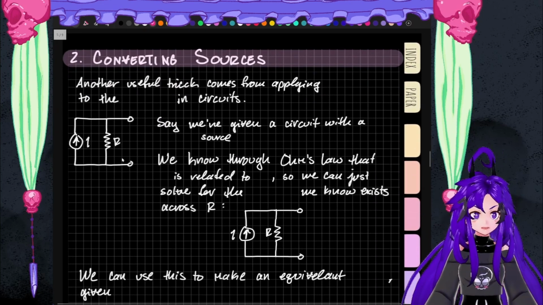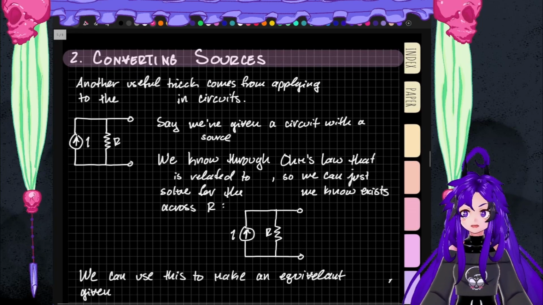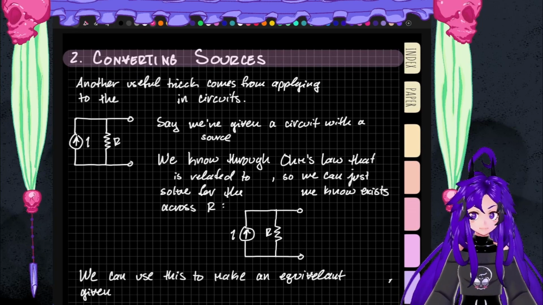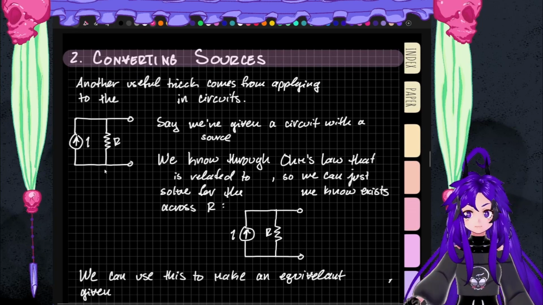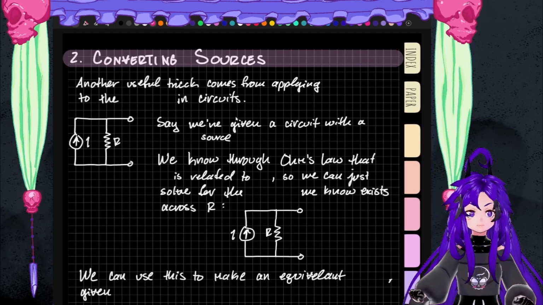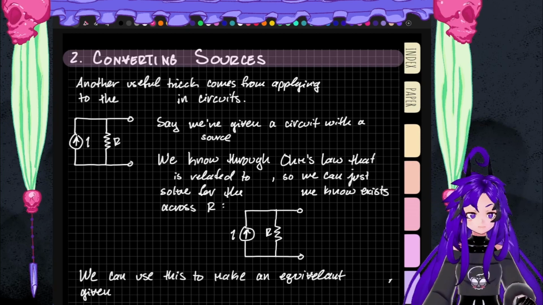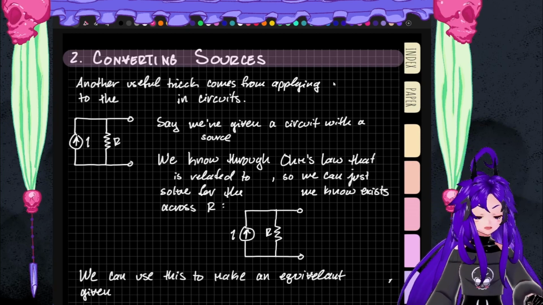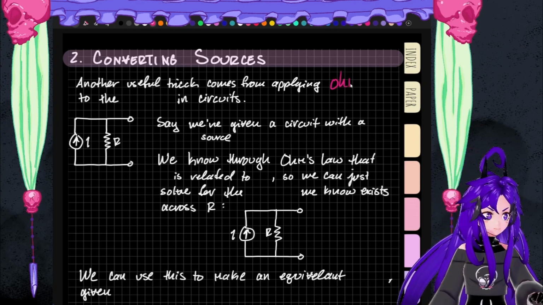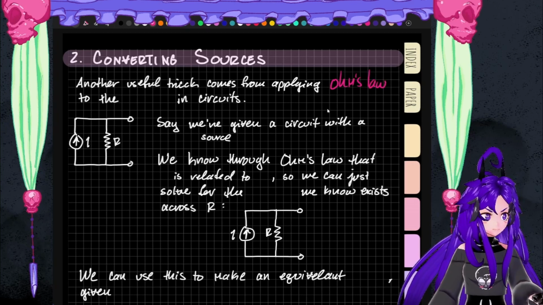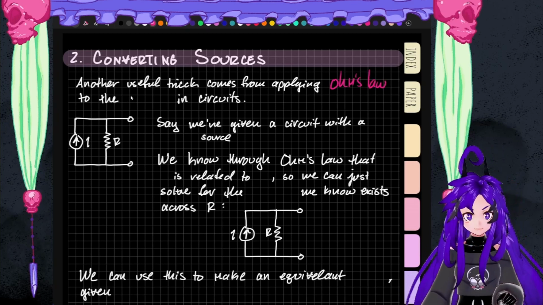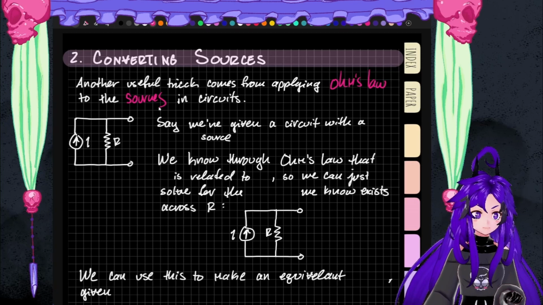So, next really cool tool we've got is converting sources. This one comes from applying Ohm's law to these sources in a circuit.